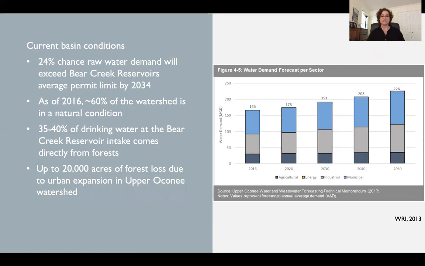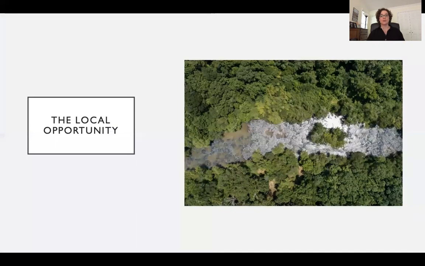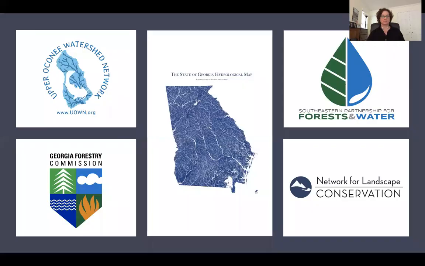As of 2016, about 60% of the watershed is in a natural condition. The U.S. Forest Service has determined that 35 to 40% of the drinking water at the Bear Creek Reservoir intake comes directly from these forests. The Upper Oconee Conservation Prioritization Index concluded that up to 20,000 acres of forest loss is expected due to urban expansion in the Upper Oconee watershed in the next few decades. But there is a local opportunity to implement source water protections.